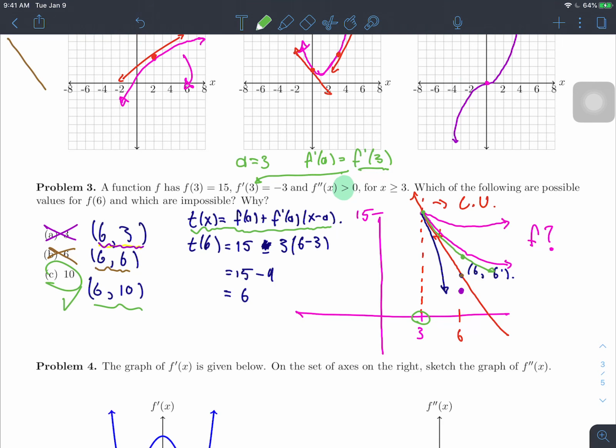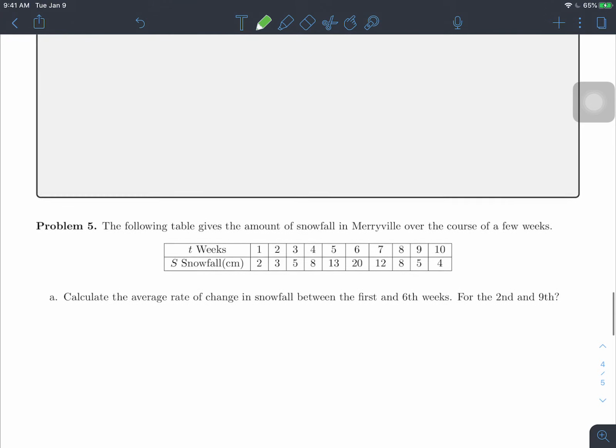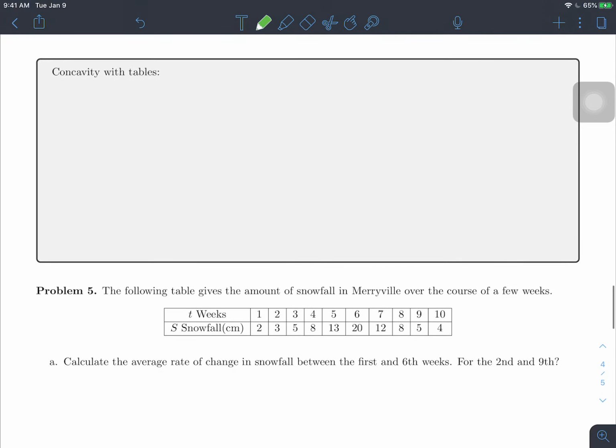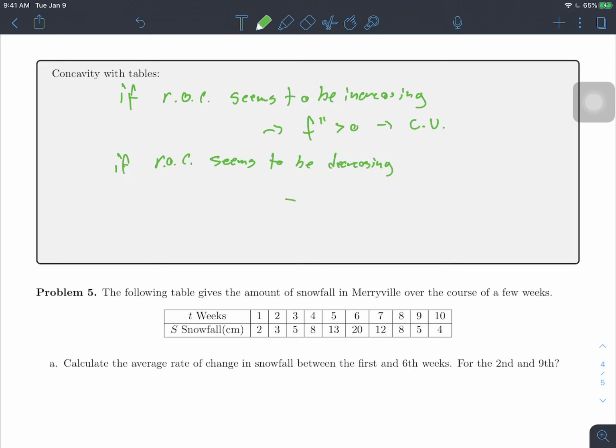Okay, it's 10:29. I want to really quickly describe one thing about concavity with tables. It's going to take like 2 seconds. What it really says is if the rate of change seems to be increasing, this tells us f double prime larger than 0 and tells us concave up. If rate of change seems to be decreasing, that's telling us f double prime less than 0 and concave down.